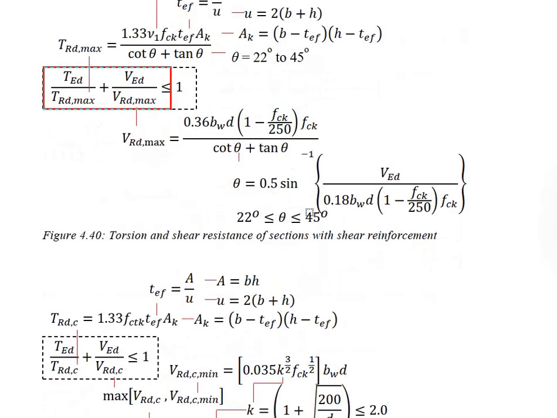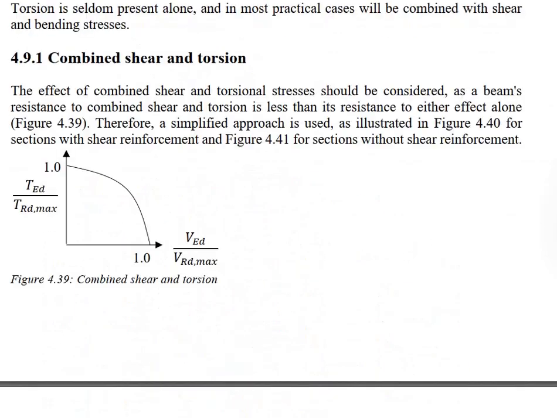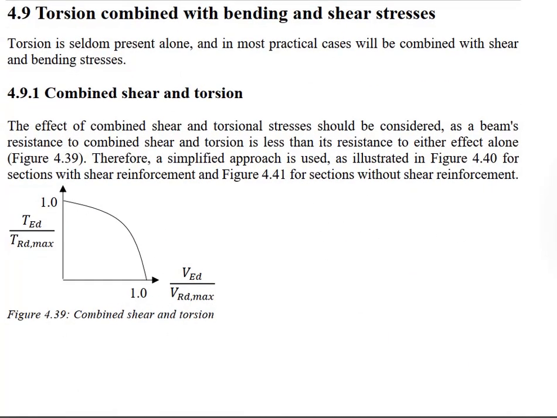Having these two interactive equations introduced, let me do a quick summary. You know that under practical situations, torsion very seldom happens alone. It is very likely that shear and torsion happen together in a section. Now you cannot design for shear and torsion separately, assuming that it will perform as per the separate design when it comes to the combined situation. The resistance degrades under the combined shear and torsion effect.